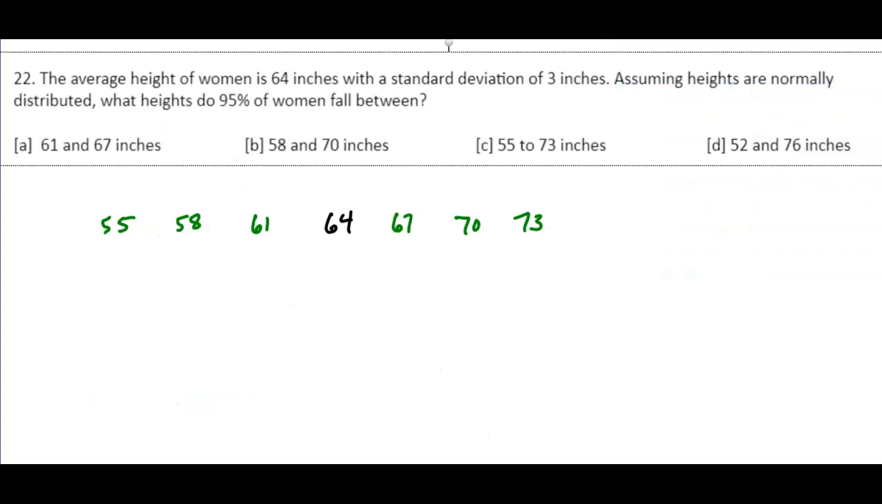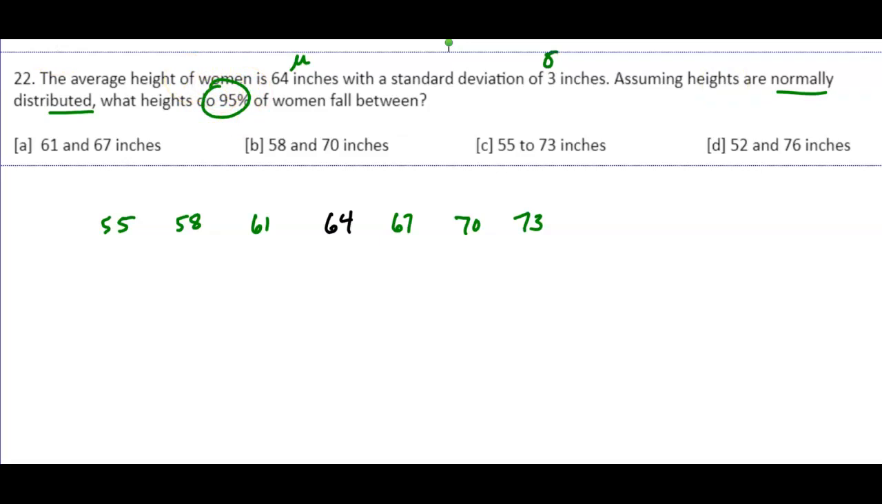All right, we got another normal distribution question. The average height of women is 64 inches with a standard deviation of 3. So our mean is 64 and our standard deviation is 3. Assuming heights are normally distributed, what heights do 95% of women fall between? The fact that it said 95 should be a hint that you're using the curve and not the calculator.